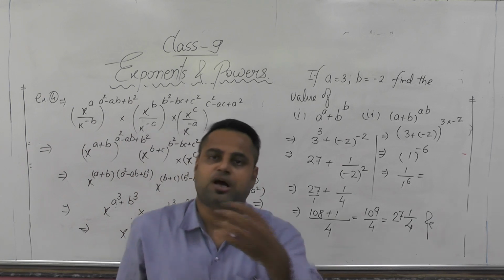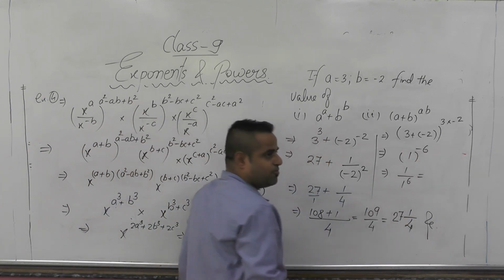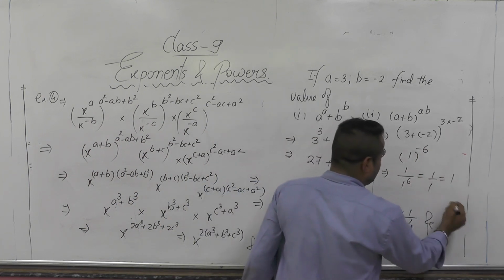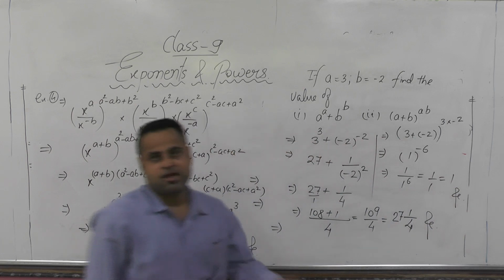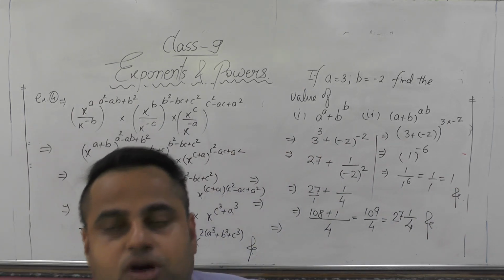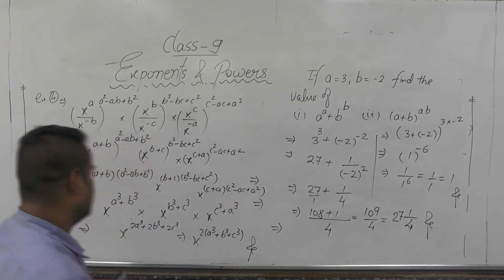Because 1 ones are 1, how many times you can do it? Okay, so I can write it as 1 upon 1 to the power plus 6. 1 to the power plus 6 is 1, so 1 by 1 is 1, so our answer is 1. Okay, that you need to do accordingly, and it's very easy, it's not that difficult if you go through this.